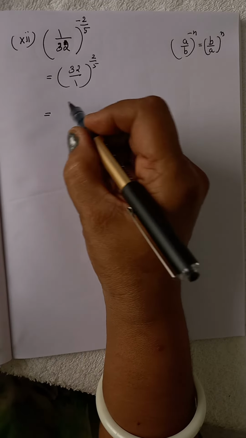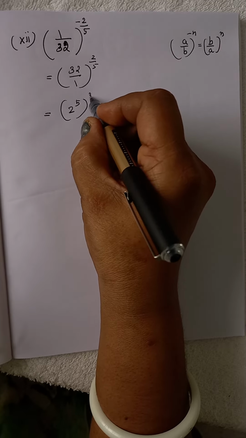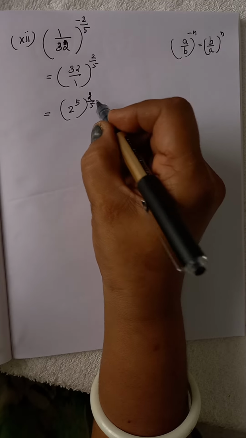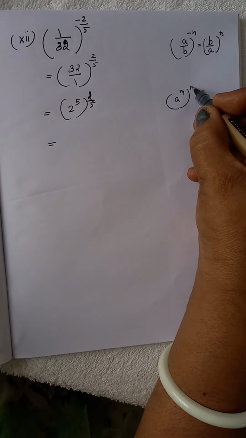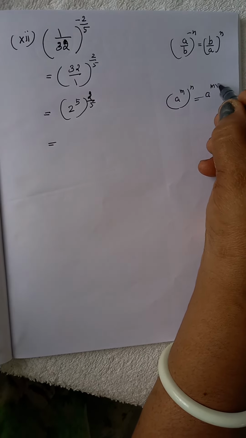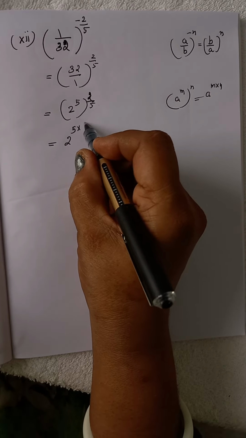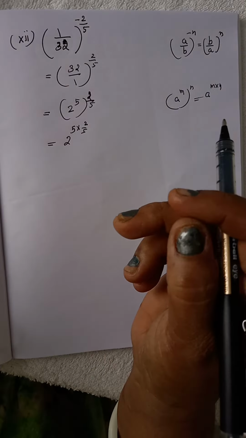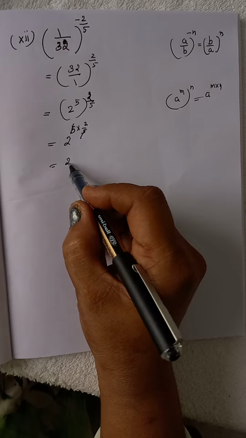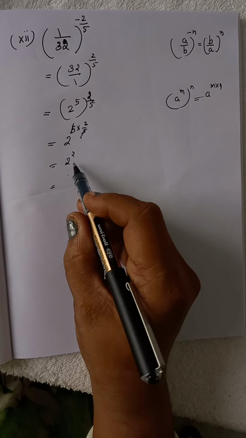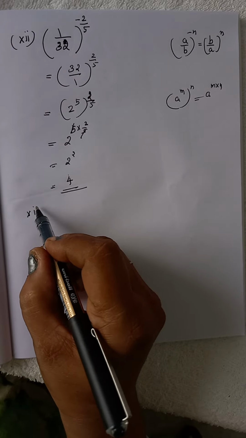That is equal to 32 is 2 raised to 5, whole raised to 2/5. That is equal to, by the power law, (a raised to m) raised to n is a raised to m into n. So here this is 2 raised to 5 into 2/5. 5 and 5 can be cancelled. So this is equal to 2 raised to 2, that is 2 into 2, 4. Next question is 13.